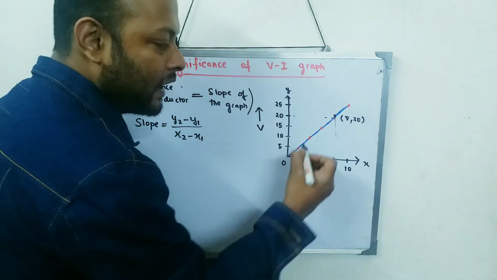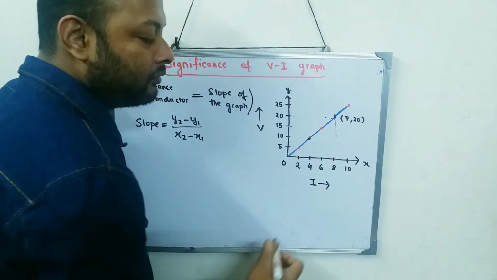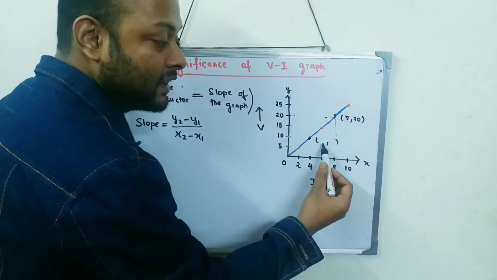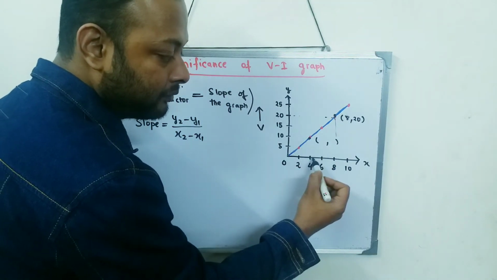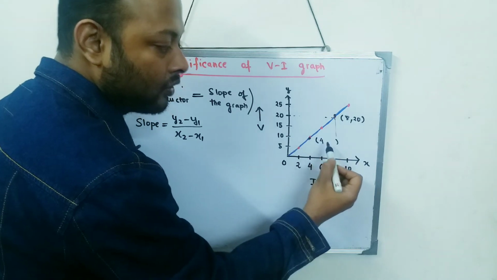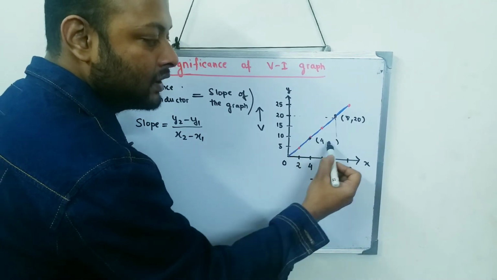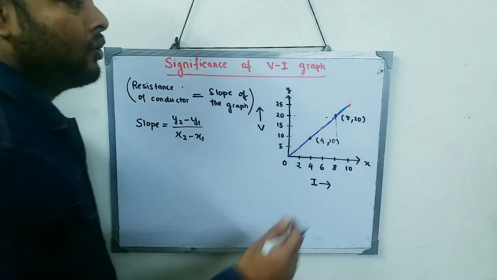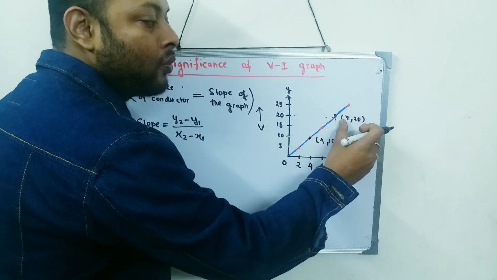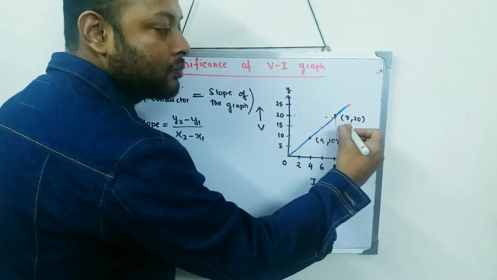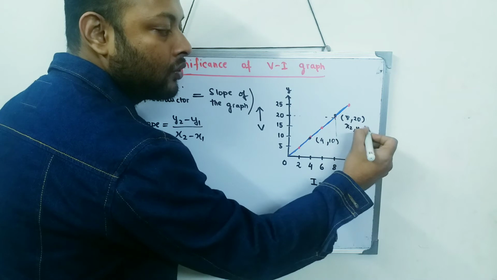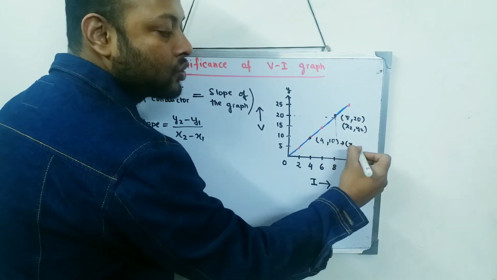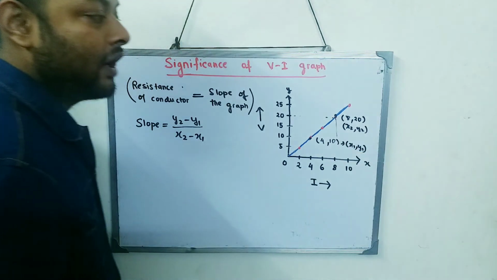And if I take another point over here, the x-axis for this point is 4, and the y-axis is 10. So I will take this as my y2 and x2. So this point is x2 and y2, and this point is x1 and y1. I hope it is understandable.